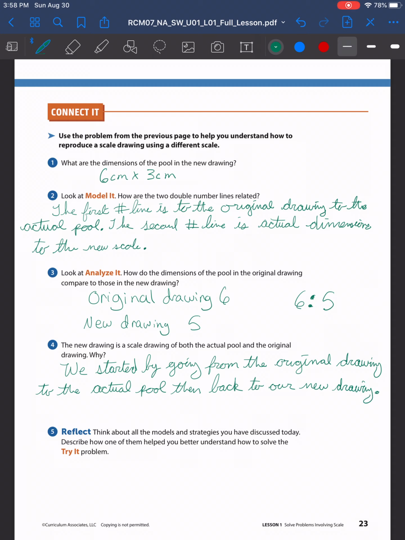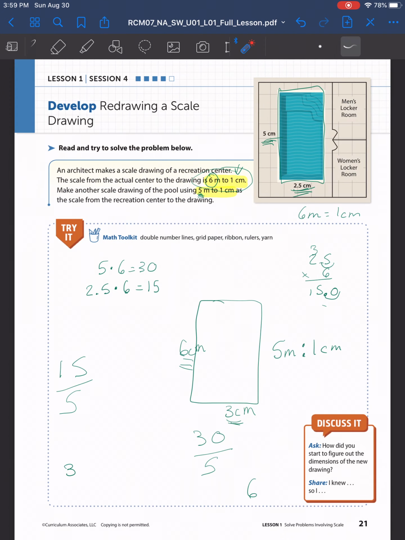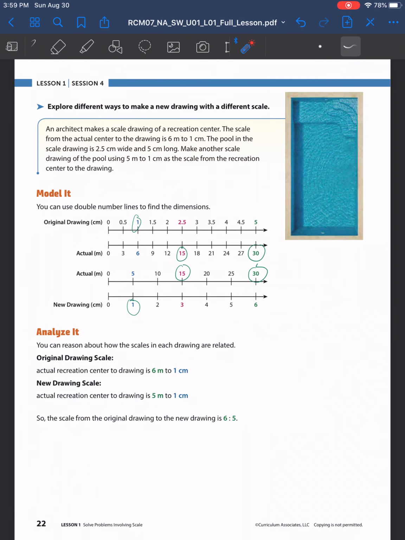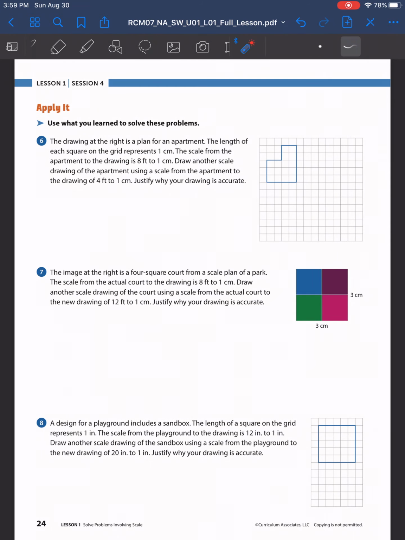Think about all the different models and strategies we just discussed today. Basically, we talked about this number line system again, but we also talked about how we can do it mathematically by multiplying or dividing, depending on if we're going big to small, small to big. Which one helped you better understand how to solve it? For me, I would say the math helped me this time. Where yesterday's lesson, I definitely think that the number lines helped me, whereas this time I believe that the multiplying and the dividing helped me the best. So explain what you like, pause the video, fill that out. We're going to go ahead and move on to number 6.